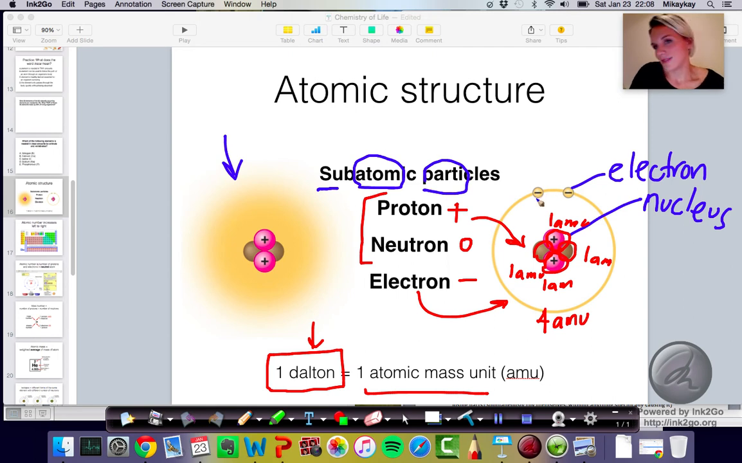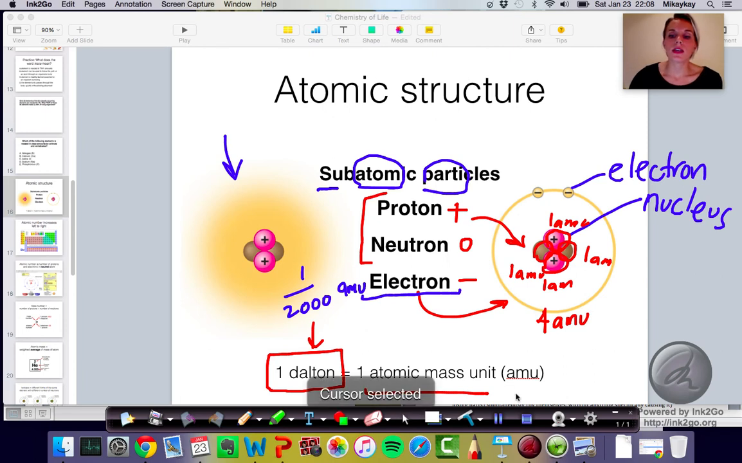But that's, again, for the sake of simplicity. It turns out that an electron has a mass of about 1/2000th of a Dalton, or an atomic mass unit. So they are much, much, much smaller. When we talk about mass, oftentimes we kind of ignore their mass because they're so small, but you should know that they do have some mass. We just don't take it into account because they're so small. So that is all I want to say here, I believe.